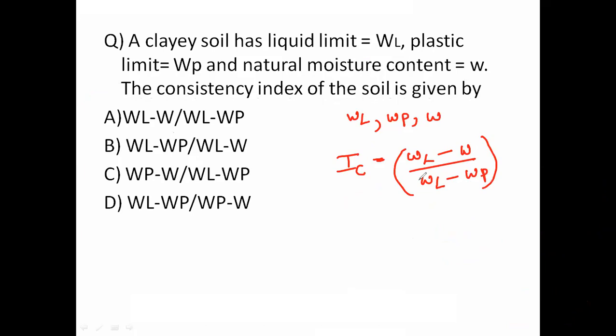This is the formula to find out the consistency index. Based on the consistency index, we can classify the soil, which type of soil it is, whether it's a soft soil, very stiff soil, stiff soil, or otherwise a medium soil, that we have to see. For that, we are going to find out the consistency index. From the given options, this is the correct one. Therefore option A is correct.